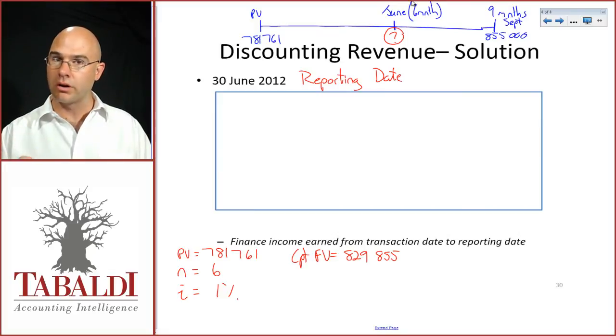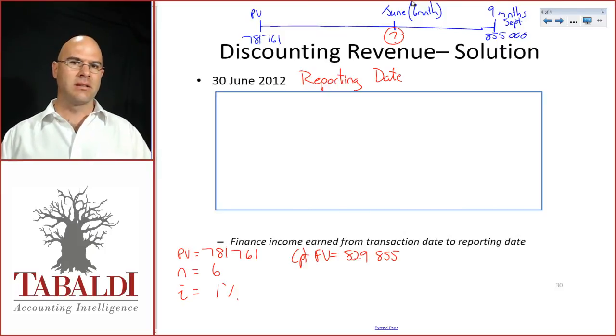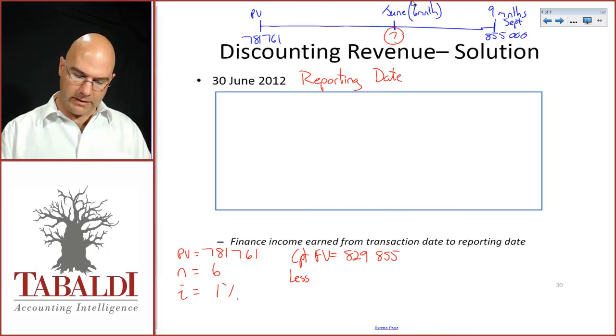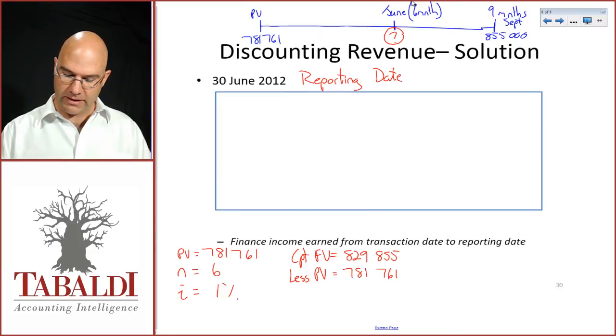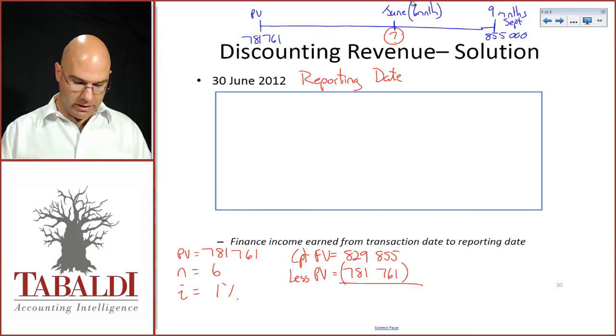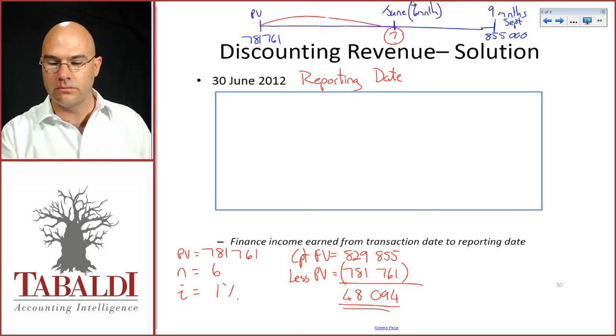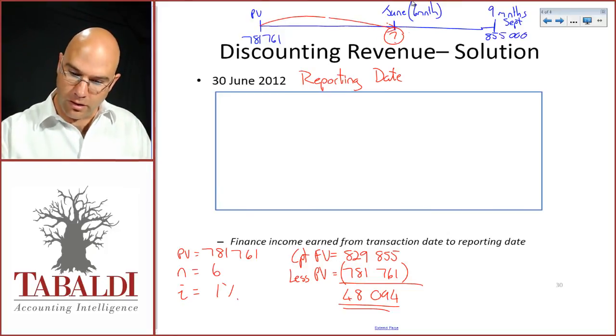Please take a second, do that on your calculator. Make sure you can work these financial calculators of yours, whether using a Sharp, a Casio, a Texas Instruments. It is important that you can use your financial calculator. Excel on your computer also does great functions for these type of workings. So I'm going to take my future value of 829 less the present value, which was 781,761. And that leaves me with a figure of 48,094.